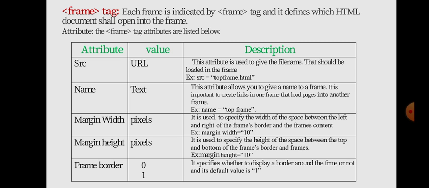Using the height, it specifies the height of the space between top and bottom. Next one, frame border. It takes only two values, either 0 or 1. It specifies whether to display a border around the frame or not, and by default the value is 1. These are some attributes that will be used in the frame tag.